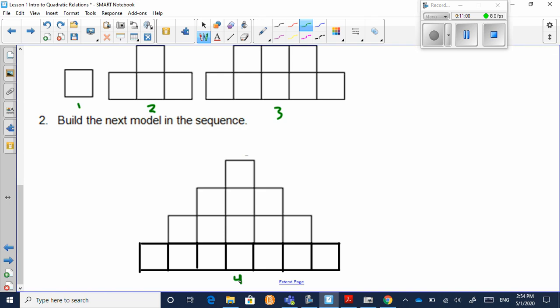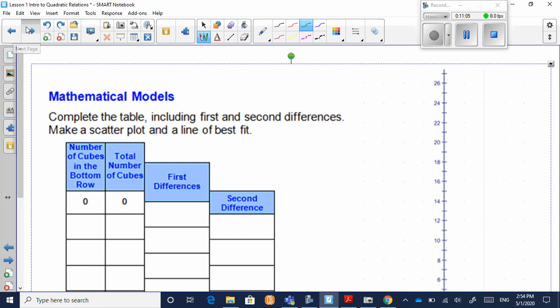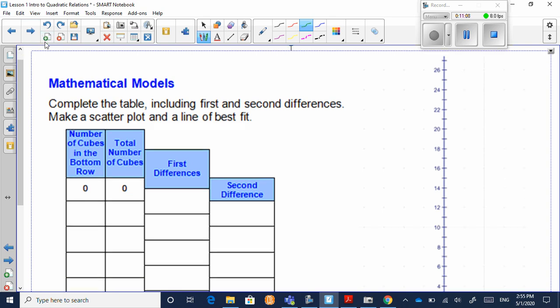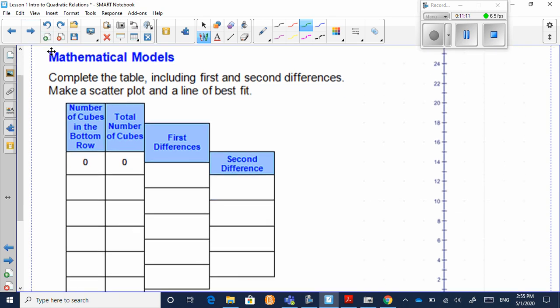Okay, so then what we would do is we would build a table of values. So let's go to the next page. And this is what the table of values would look like. So the number of cubes in the bottom row is going to be our x value, and the total number of cubes, or the number of apartments, is our y value. So if you had 0 cubes in the bottom row, you would obviously have 0 apartments or 0 cubes. And now what about if we put 1 cube in the bottom row? Well, that was the first one that we really built.